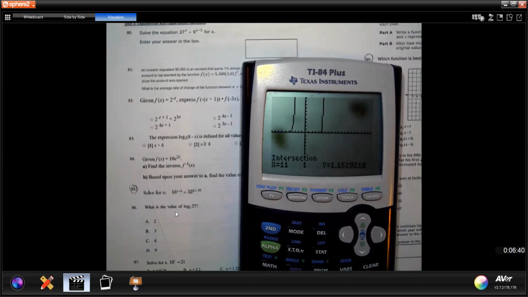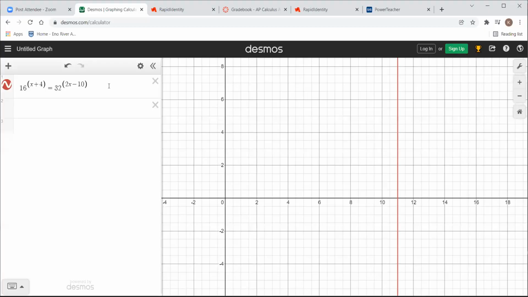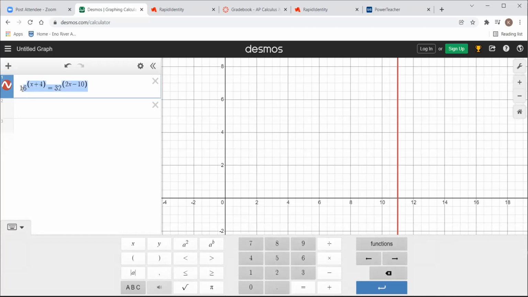Yeah, it appears to be 11. That's cool. I didn't realize Desmos did that. Have you tried that for all equations? Well, that's what I'm just going to teach people to do now. Dang.